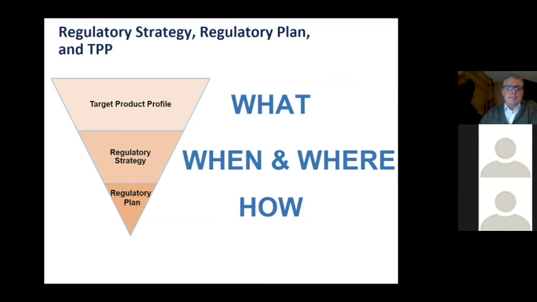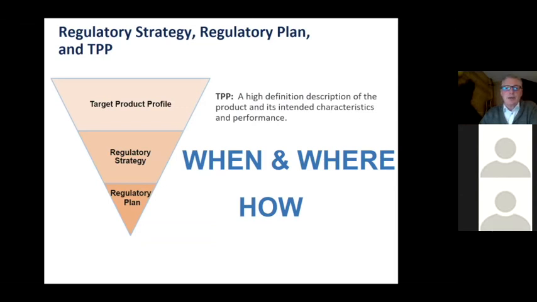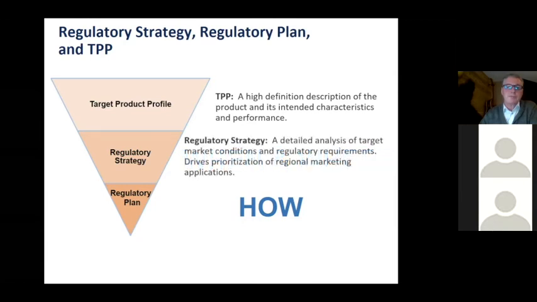I talked before about the TPP, the target product profile, and that's really the what. It's a high definition description of the product and its characteristics and performance that you intend to impart on that product. Your regulatory strategy is really going to define your when and where. That's going to help you prioritize which regulatory applications you will be putting into place first, which markets you will be going to first. The detailed analysis of your target market conditions and the regulatory requirements in those markets is going to drive how you prioritize each of those regional marketing applications.